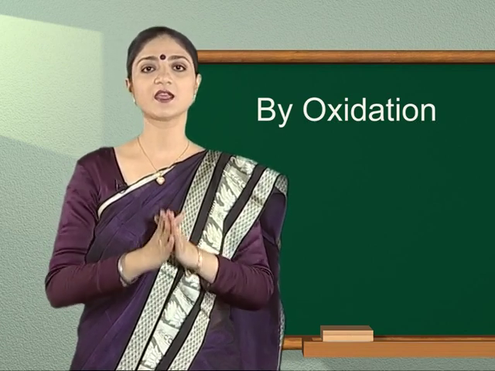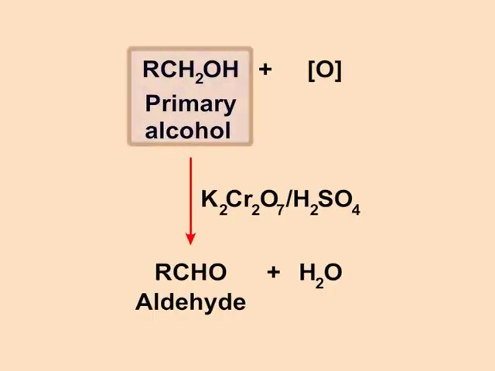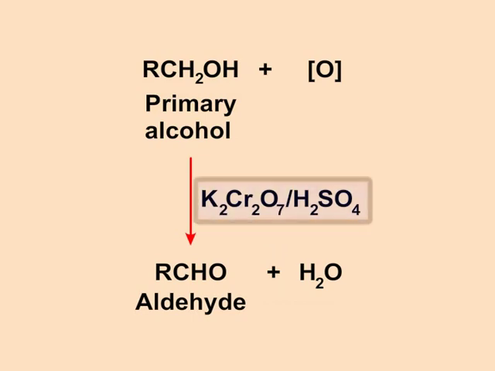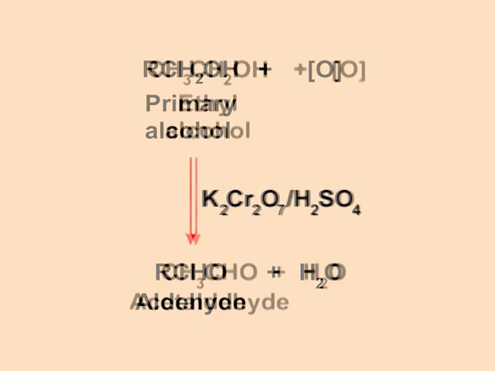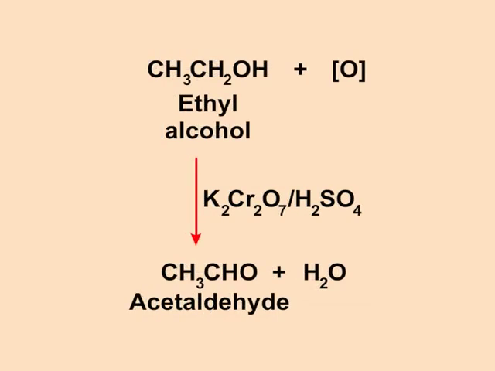Let us have a look at the equation on the screen. Primary alcohol on oxidation with potassium dichromate and sulfuric acid gives aldehyde and water. Let us explain this with the help of a specific example. Ethyl alcohol on oxidation in the presence of potassium dichromate and sulfuric acid gives acetaldehyde and water.